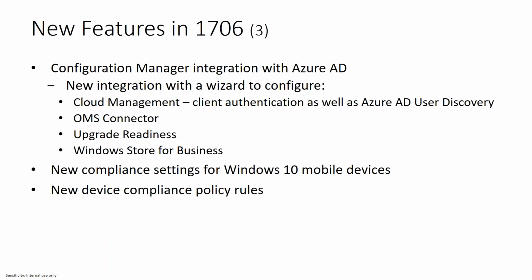Now, one of the new features we have in 1706 is that I can use Azure AD. So if I already have my users out in Azure, I can sign in using my Azure AD user credentials and be authenticated that way. This is not a complete story yet, but as it is today, we are ready to easily manage the clients that you have on the internet.